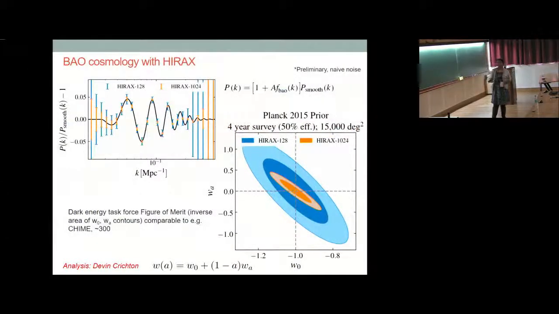Probably I'll skip this, but this is just to show you some of the forecasts with the HIRAX 128 element array and 1024 element array, showing that it can do well to constrain the BAOs as well as the dark energy parameters.